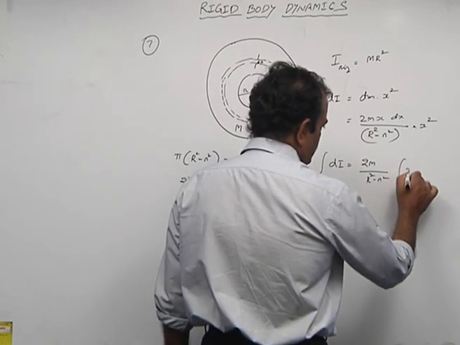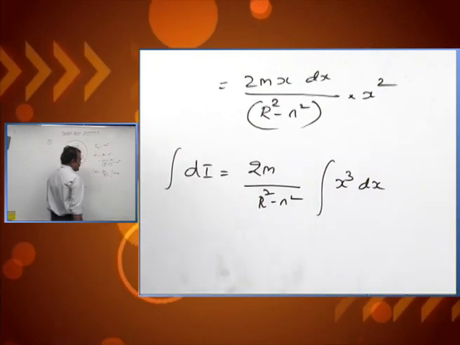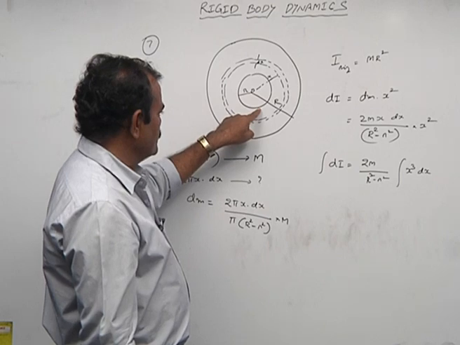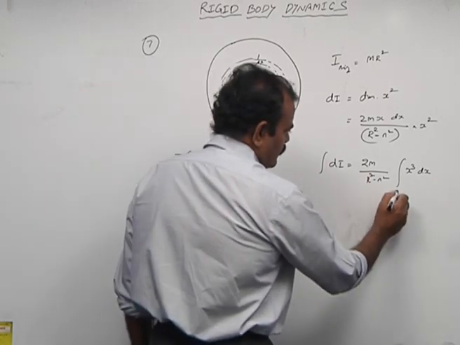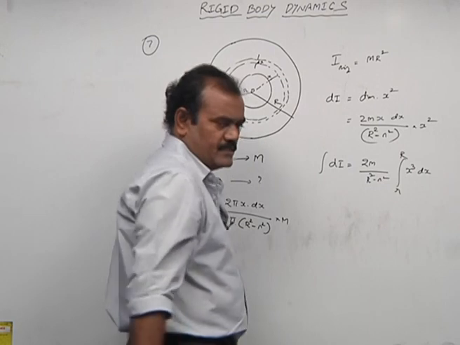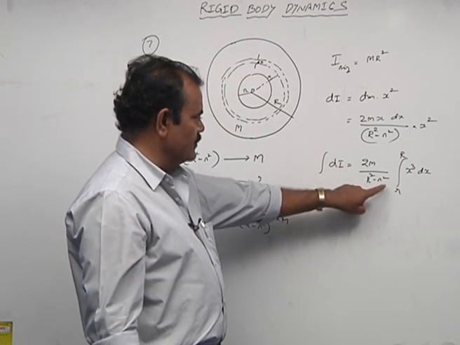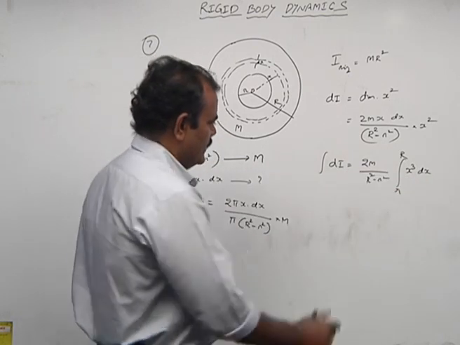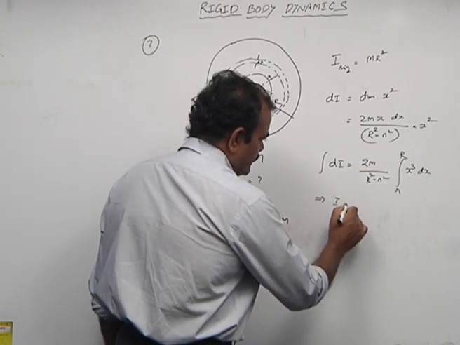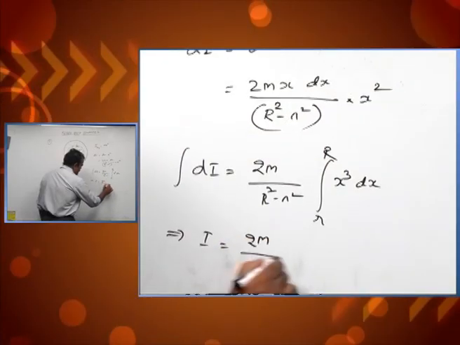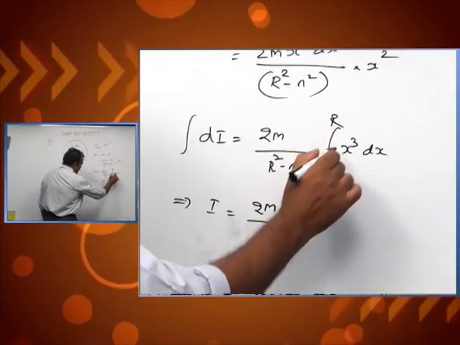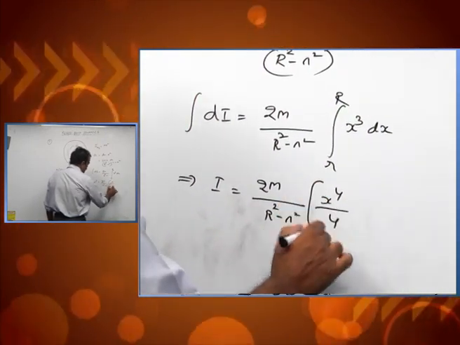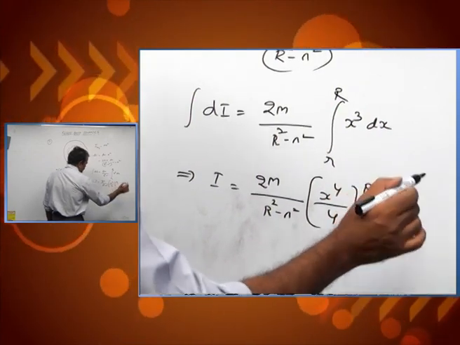So the integral of x³ dx is there, and the limits are from small r to capital R. Small r is the lower limit and capital R is the upper limit. So it is 2M by (R² minus r²) times the integral of x³ dx from r to R. Integral of dI is I, and this can be taken as x to the power 4 by 4, from small r to capital R.